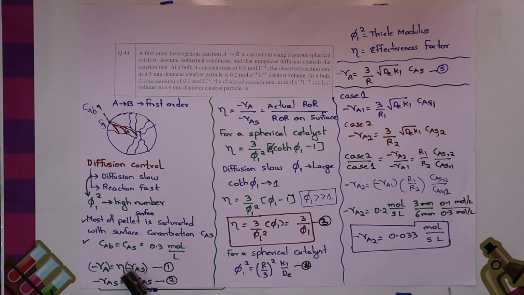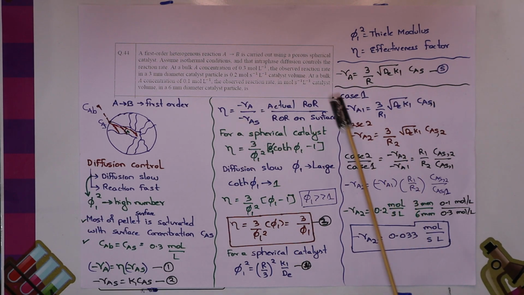Effectiveness factor is nothing but 3 divided by phi 1. What is phi 1? It is nothing but square root of R by 3 whole square into K1 by D. If you substitute everything, finally the rate of reaction is 3 by R square root of dE into K1 into CAS. So finally, this is the rate you are going to use to solve the problem.